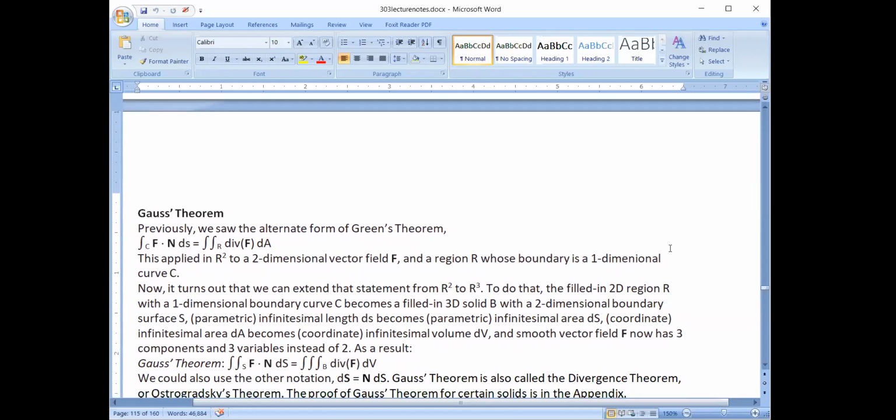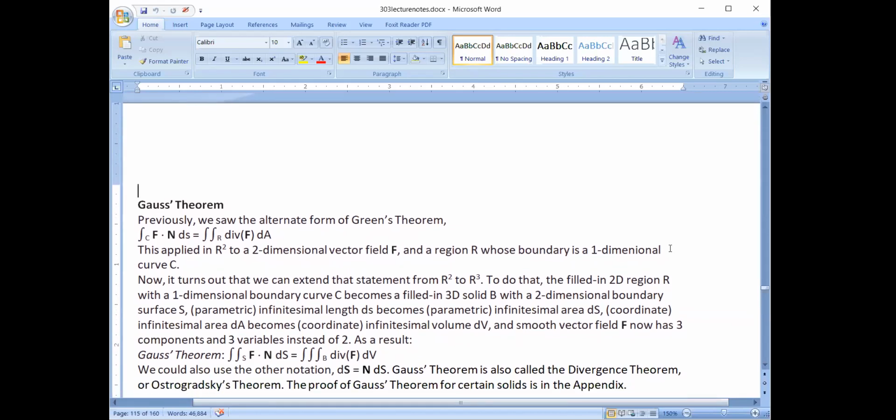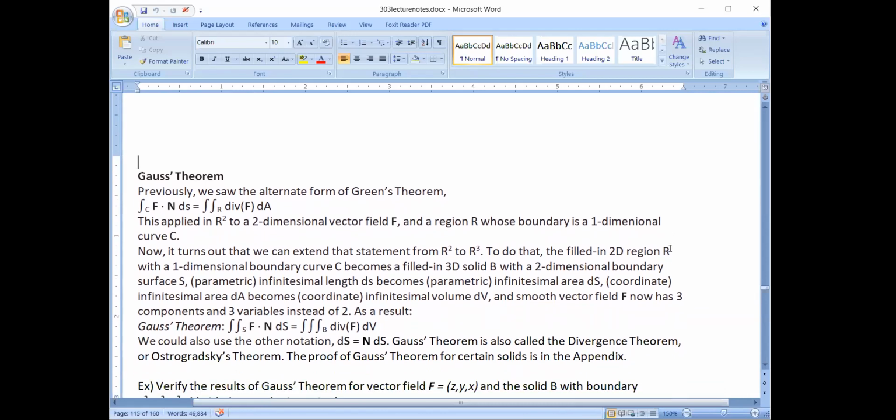Other names for this theorem include the divergence theorem, for the obvious reason, or Ostrogradski's theorem, depending upon which mathematician you want to give credit to, I suppose. There are proofs for Gauss's theorem out there, and we're not going to go through those. Instead, let's go right to an example of how Gauss's theorem works.